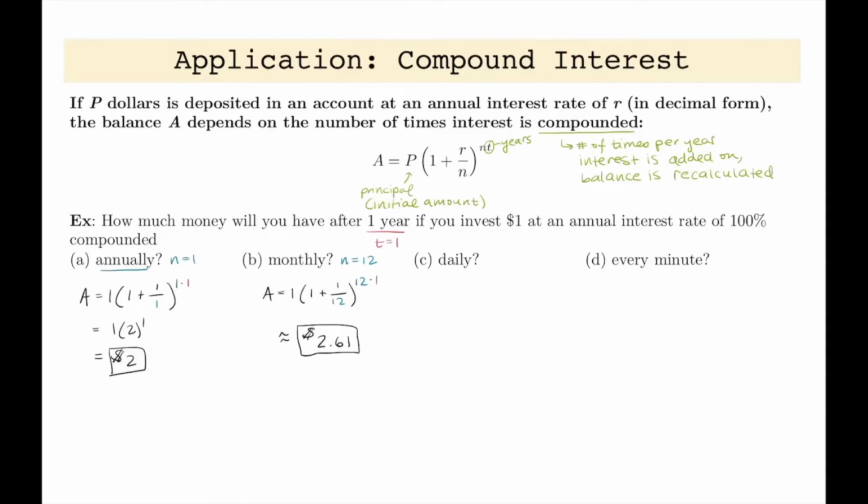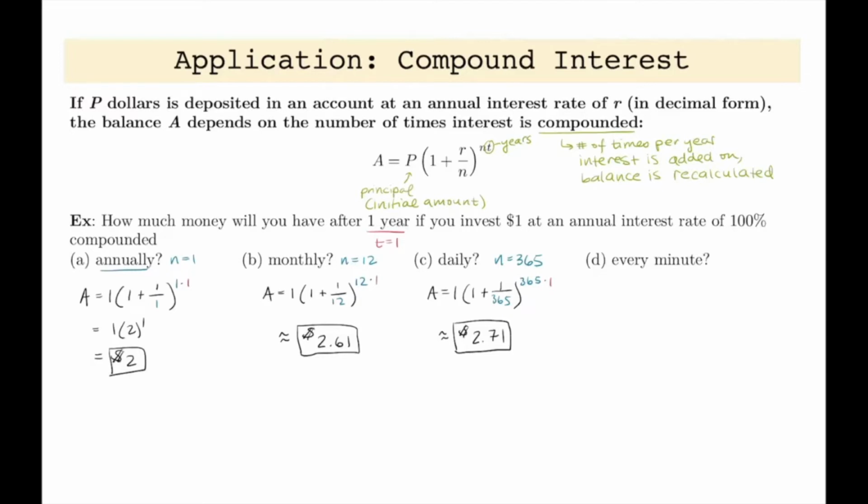If instead we are doing daily, this is even more compoundings. This would be 365 for our N value. The principal will just be 1. We'll have 1 plus 1 over 365, and then in our exponent, we'll have 365, and our time length is still 1, so 365 times 1. Calculating this out, we get about $2.71. So it's an extra 10 cents from before, just to calculate every day instead of every month.